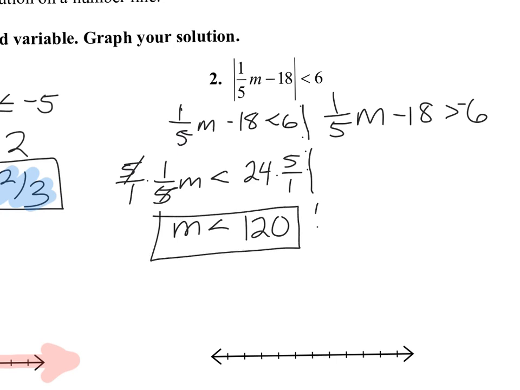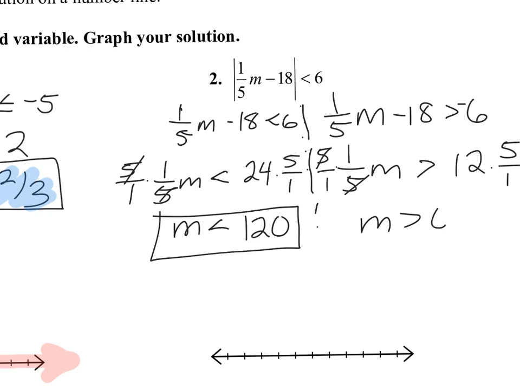Now, let's look at the right-hand side, because this is a possible answer. So I add 18 to the other side, and I've got 1/5 m is going to be greater than 12. Now I'm going to multiply by 5/1, and that's going to be m is greater than, I believe, 5 times 12, which is 60. Okay, so that's another possibility.